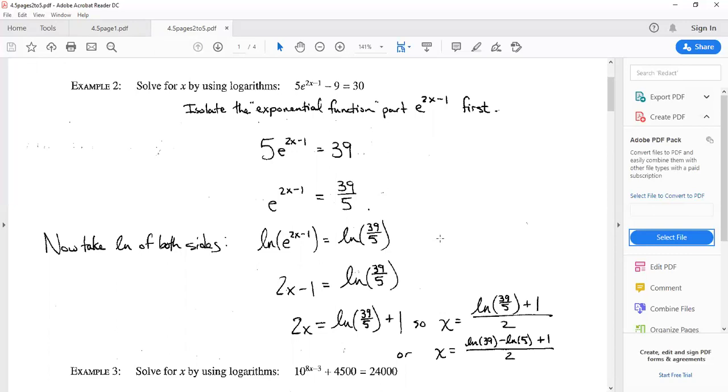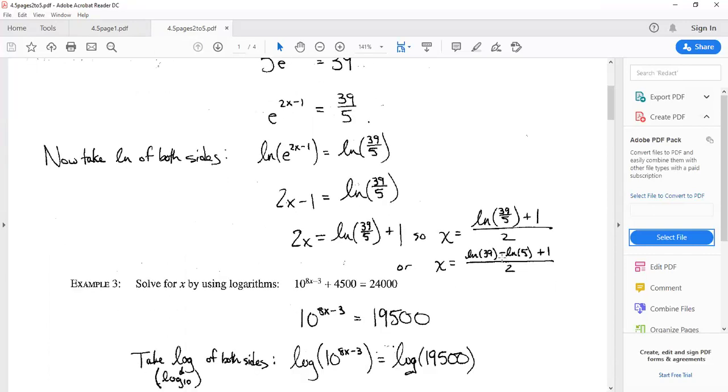So now we can add 1 to both sides, and we get 2x equals natural log of 39 over 5 plus 1. So divide both sides by 2, and we solve for x: x is natural log of 39 over 5 plus 1, all divided by 2. And if you don't like this sort of stacking of the fractions here, you might recognize that this logarithm of a fraction can be written as a difference of the logarithms. So another way we could write this answer is natural log of 39 minus natural log of 5 plus 1, all divided by 2. Same answer. So either one is fine.